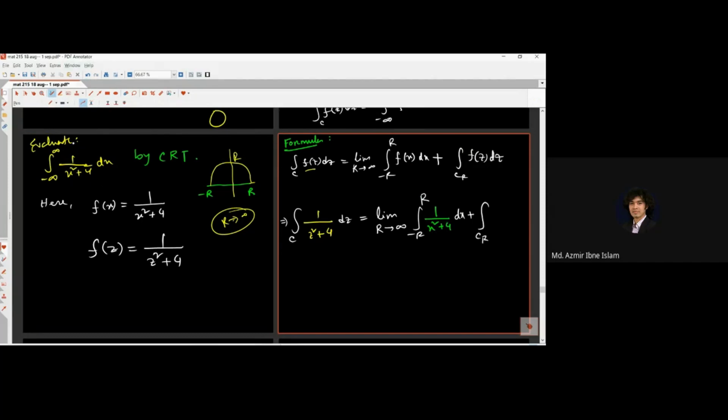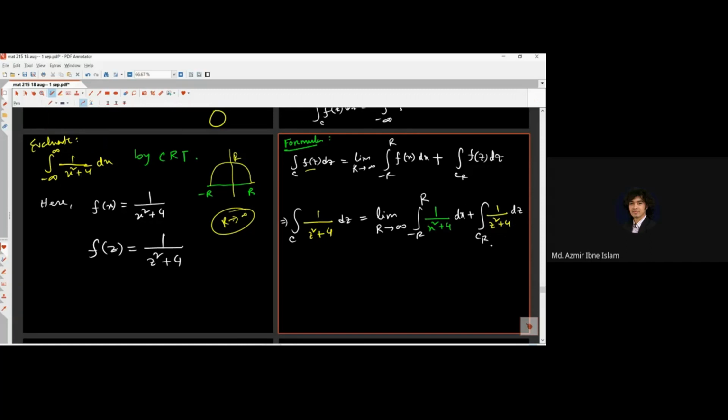We are supposing that we have a small contour. This is the total contour C. This is a big region, but inside it we are assuming a small contour CR. Compared to this big region, this small region can be ignored. So that's why this part is 0. But first of all, we should write clearly: z squared plus 4, this is f of z, and we have dz.